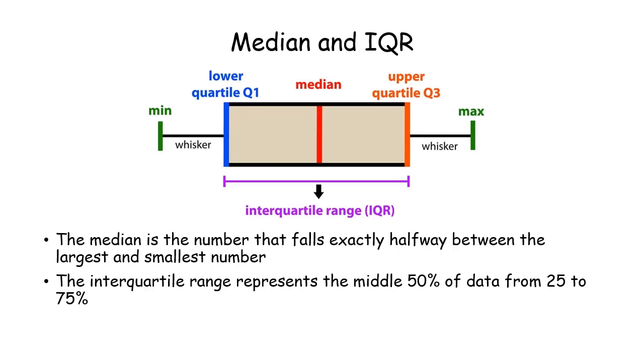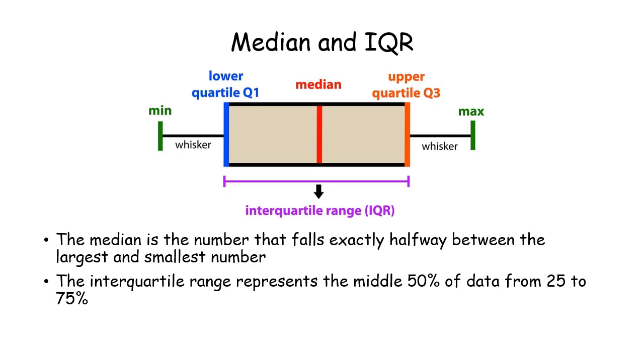Next, we're going to look at the median and what is known as the interquartile range. Now, the median is the number that falls halfway between the largest and the smallest number. If you were to line up the numbers from the smallest to the largest and count halfway through them, the median is the number that falls in the middle there.